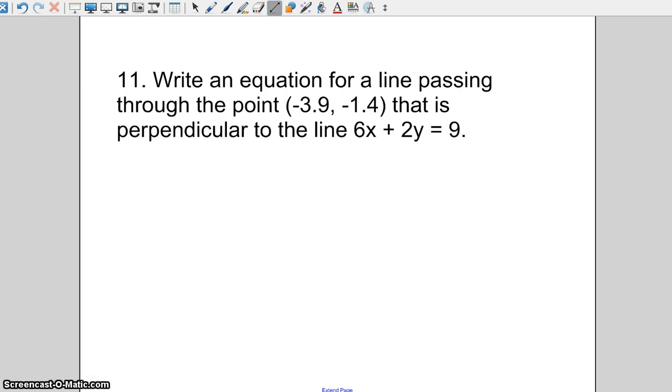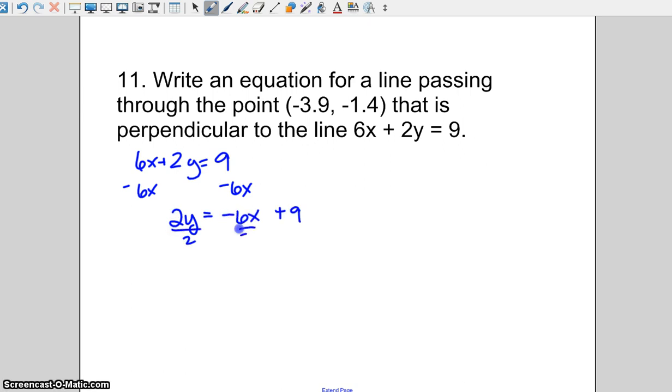Write an equation for a line passing through the point negative 3.9, negative 1.4, that is perpendicular to the line 6x plus 2y equals 9. Again, the first step here is to find the slope of the given line. So take the 6x plus 2y equals 9 and solve it for y. 2y equals negative 6x plus 9. Divide everything by 2. Y is equal to negative 3x plus 9 halves.